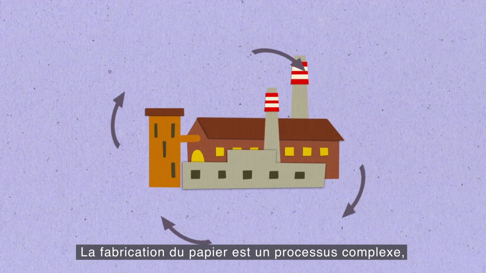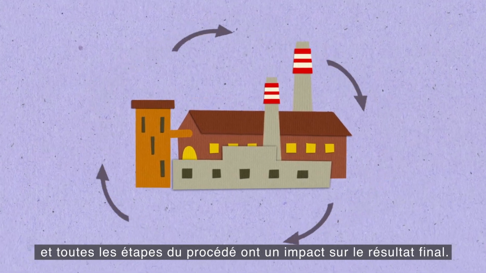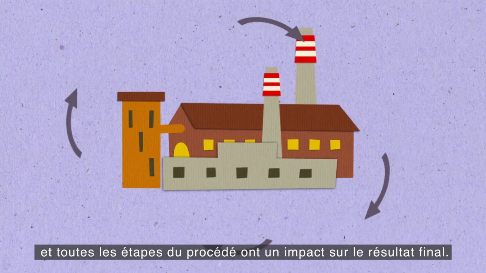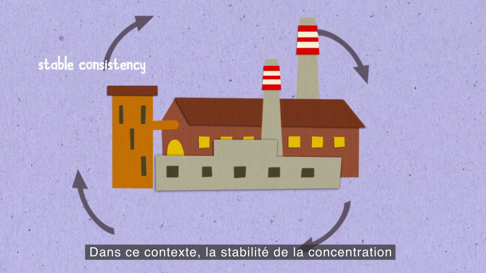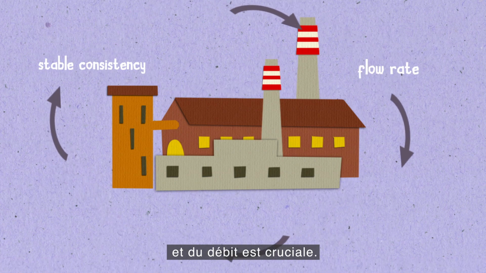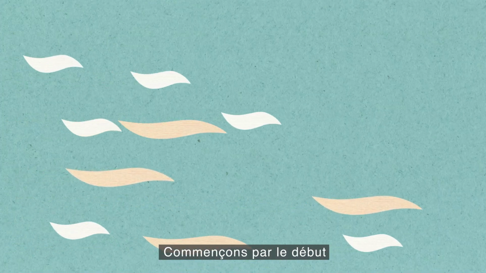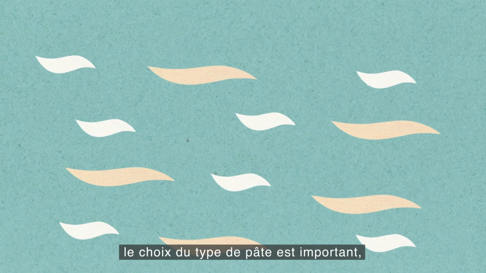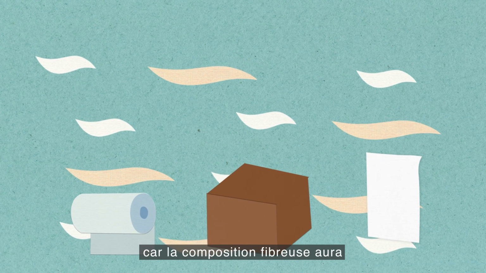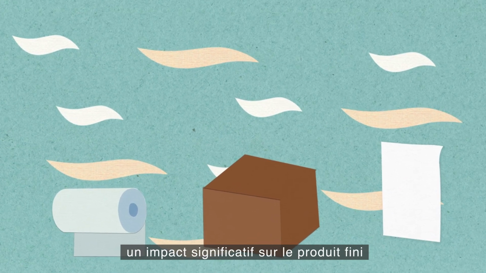Paper-making process is a complex organism where all process parts have an impact on the whole operation. In this environment, stable consistency and flow rate are critical. Let's start from the beginning. First, the choice of fiber properties matters. Blending different fibers will have an impact on the final product.